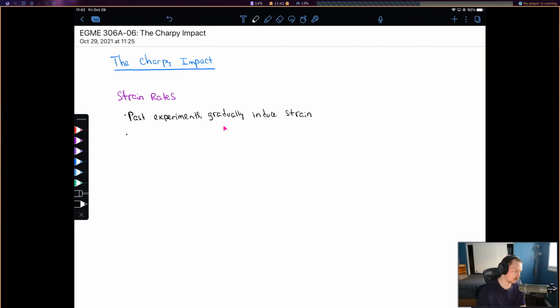Okay, and then of course in this lab, we're going to have a very sudden load, so we're going to have a very high strain rate.